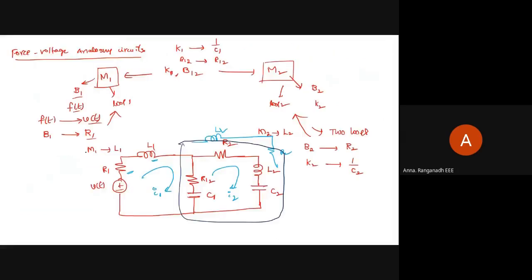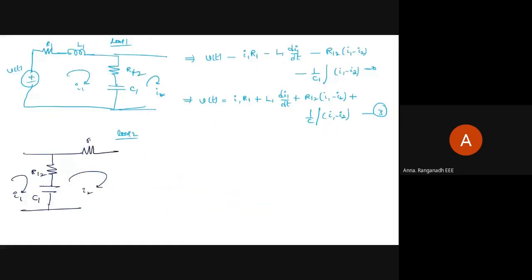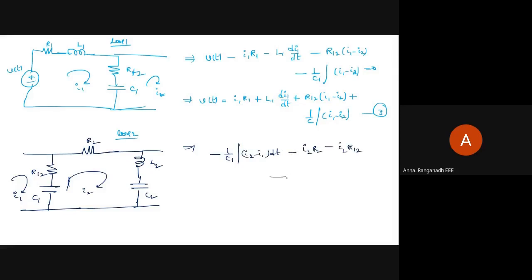So what are the other elements? R2, L2, C2. So here R2, L2, C2. For this you can apply the loop 2, so apply KVL to this loop. If you apply KVL to this loop: minus 1 by C1 integral I2 minus I1 dt, minus I2 into R2, minus I2 into R12, minus L2 di2 by dt, minus 1 by C2 integral I2 dt.